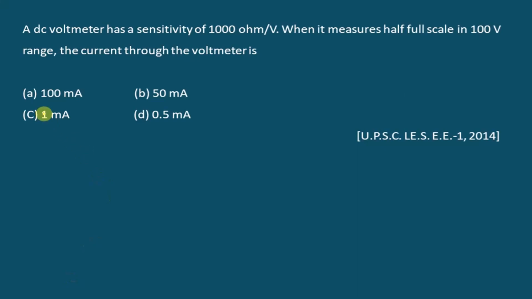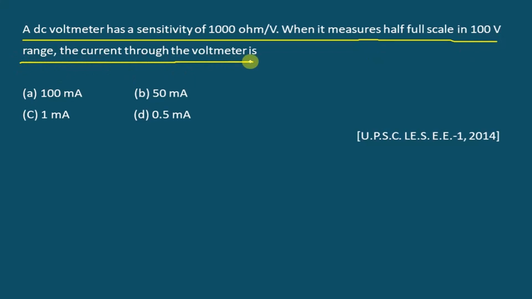So the question here is asking, a DC voltmeter has a sensitivity of 1000 ohm per volt. When it measures half full scale in 100 volt range, the current through the voltmeter is? So this is a very easy question. If we see it clearly, then see what will happen if the pointer is showing 100 volt. The current will be 1 ampere, or not?